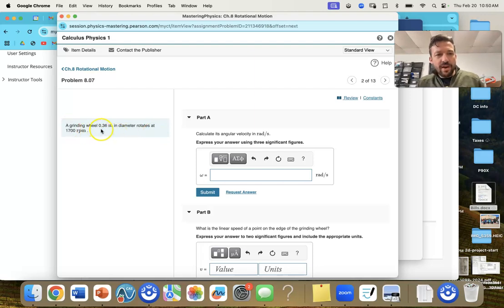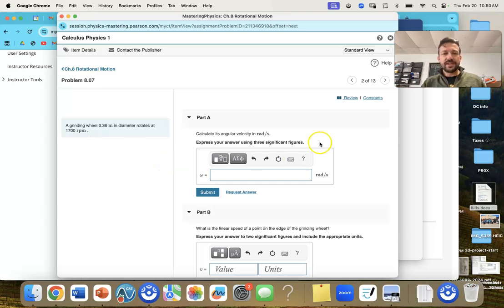Okay, a grinding wheel is 0.36 meters in diameter and rotates at 1,700 rotations per minute. Calculate its angular velocity in radians per second. Okay, so they gave me a diameter and a rotational speed, that is omega, right? Except omega is written in radians per second. This is in revolutions per minute, or rotations per minute, right?